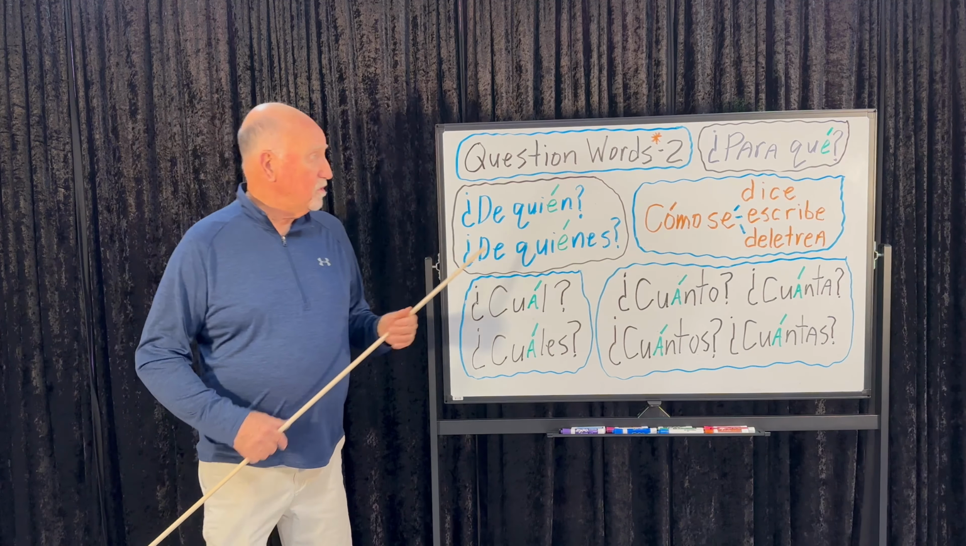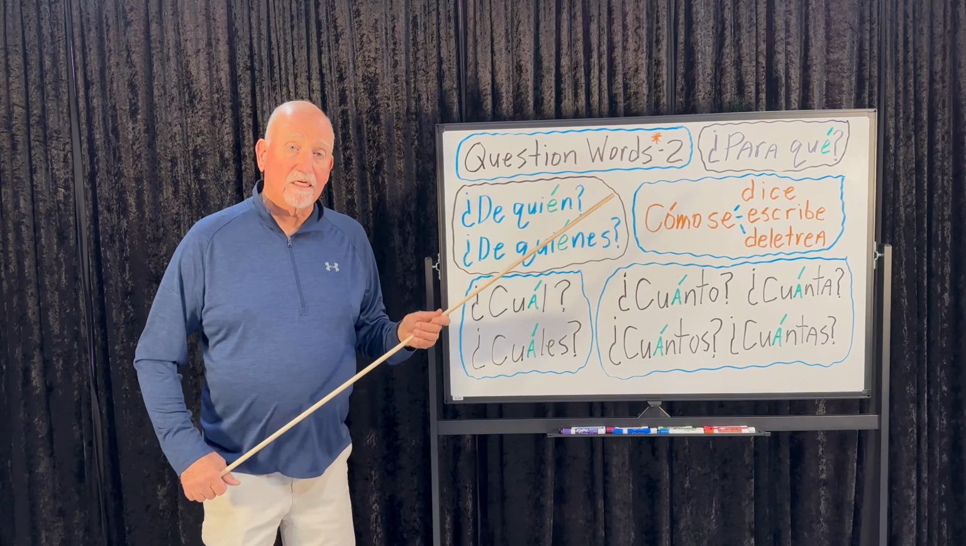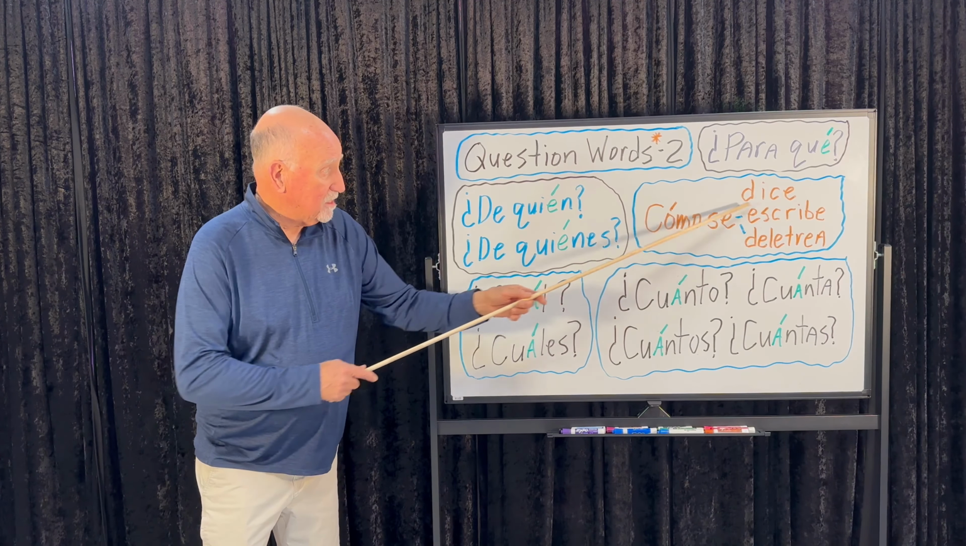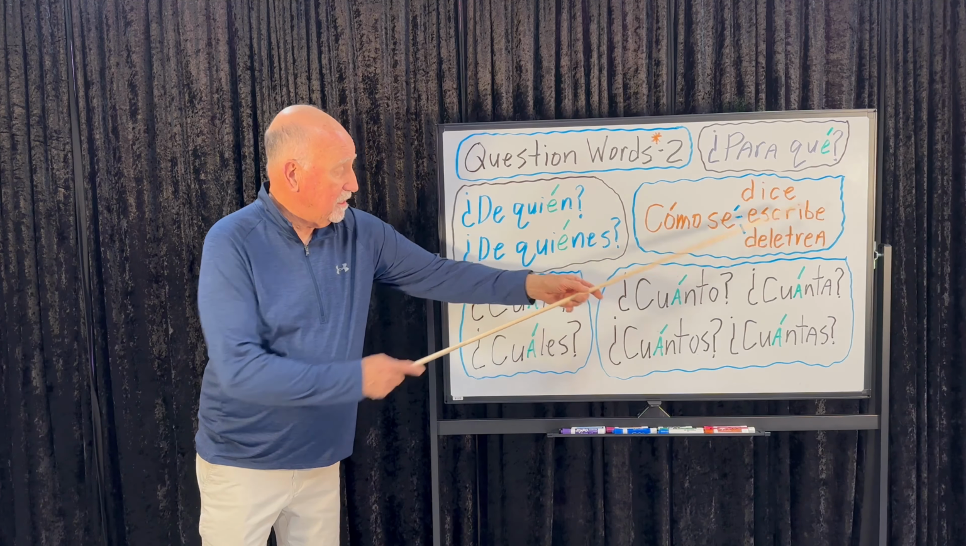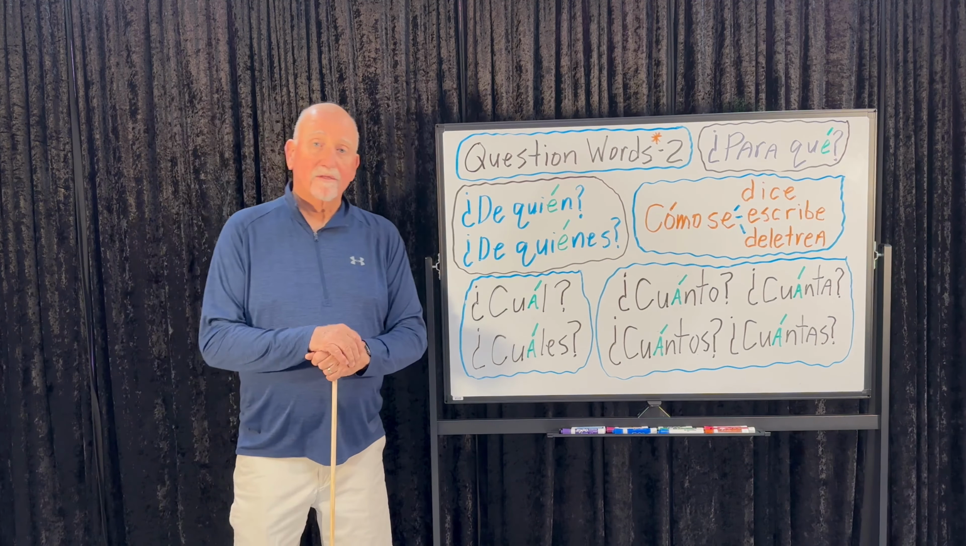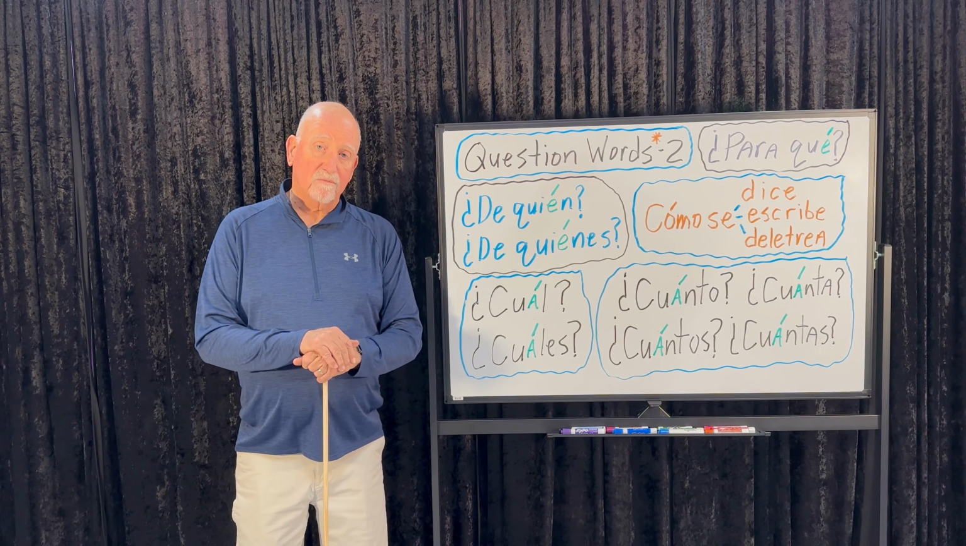These are our question words and the asterisk. El asterisco indicates we have some phrases here. And again, these are questions, so you would have a question mark at the end and a question mark in front. Okay? All right. That'll do it for question words number 2.